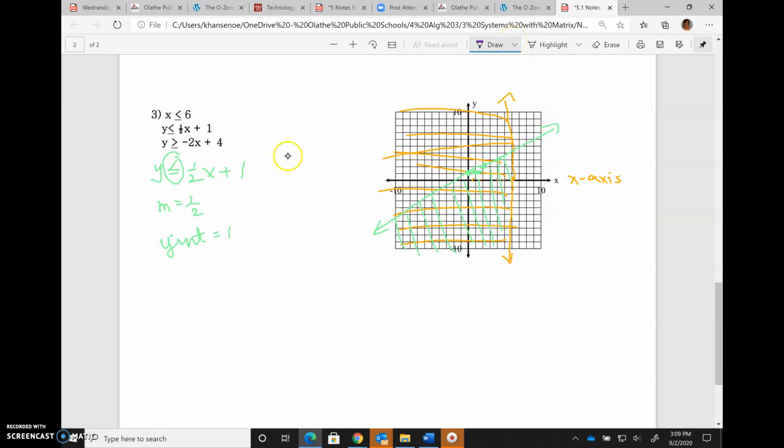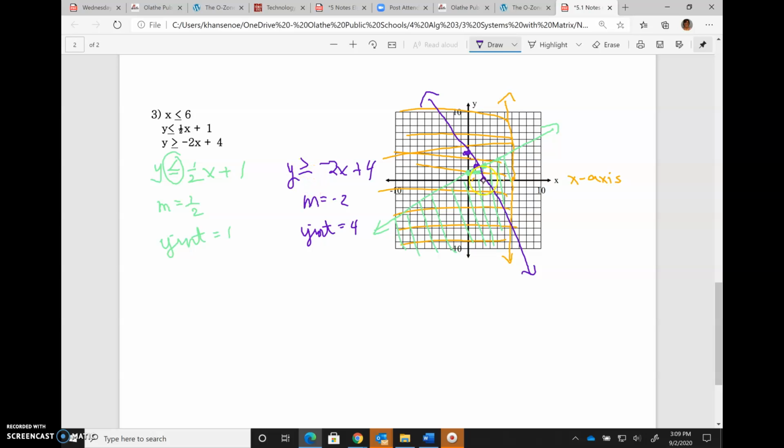Then my last one is y is greater than or equal to negative 2x plus 4. So the slope is negative 2. My y-intercept is at 4. So I'm going to go up to 4. 1, 2, 3, 4. And my slope down 2 to the right 1, down 2 to the right 1. Solid or dotted line? It's a solid line because I have that line underneath my inequality.